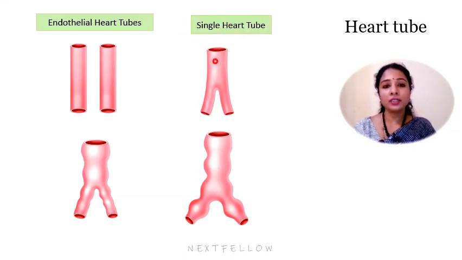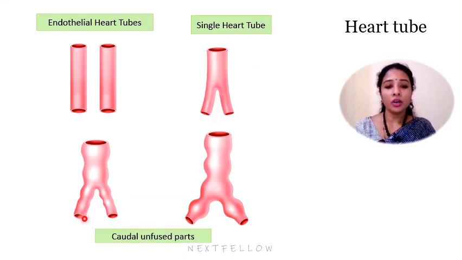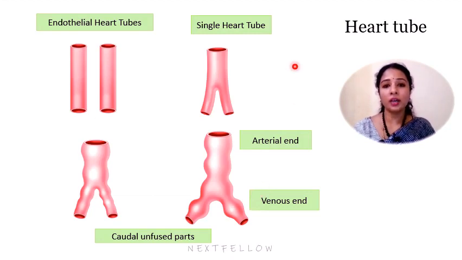It begins in the cranial end and extends caudally, except the caudal part which remains unfused. So we can see the caudal unfused part. The caudal part is the venous end, and the cranial part is the arterial end of the heart tube. Thus the heart tube becomes a continuous expanded tube with inner endothelial lining and outer myocardial layer.